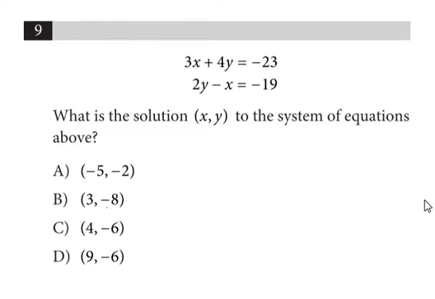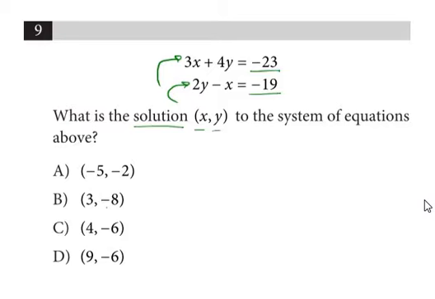What is the solution (x, y) to the system of equations above? So when they ask what is the solution, meaning what x and y values, when you plug them into this equation and into this equation, they will equal these values. We'll make those two equations true.